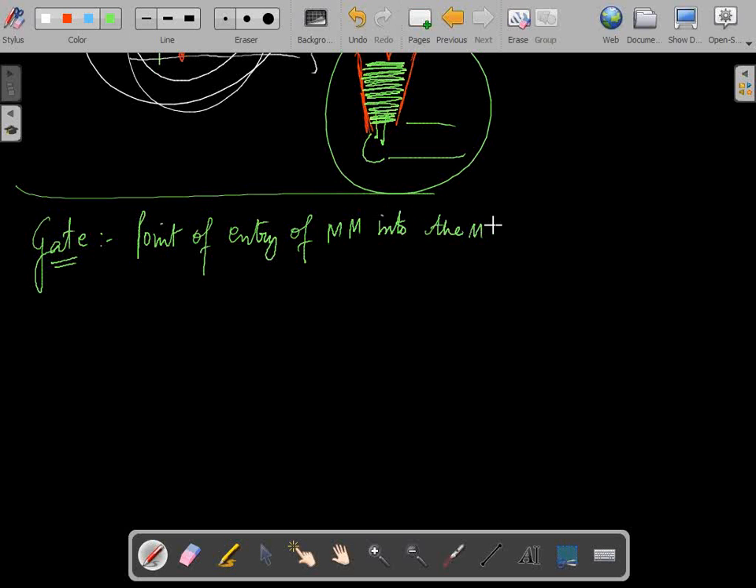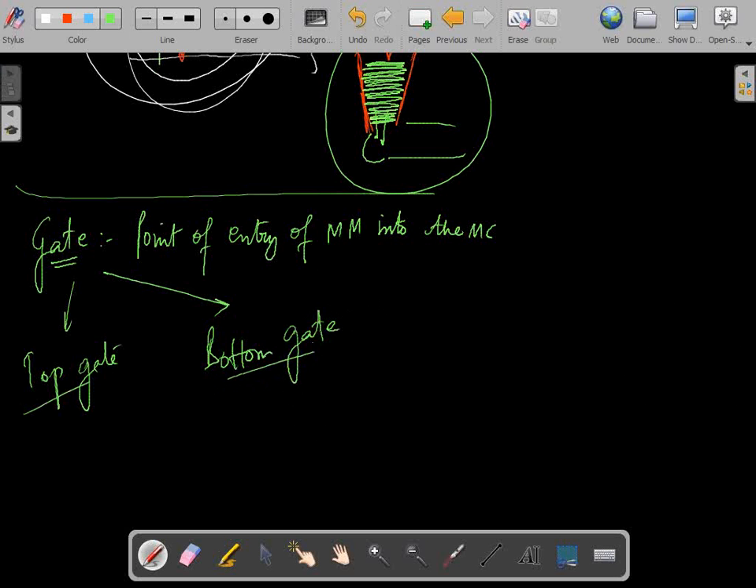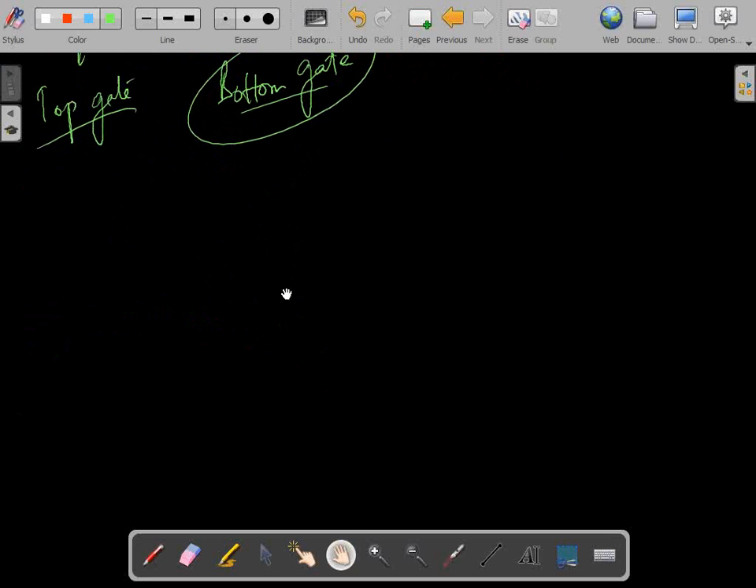Now, gates are of 4 types, but we'll look at only 2 types of gate. The first type we'll look at is the top gate. The second type is the bottom gate, because these 2 gates are quite important from the examination point of view. Let us start our analysis by analyzing the bottom gate first. Then we'll come to the top gate.